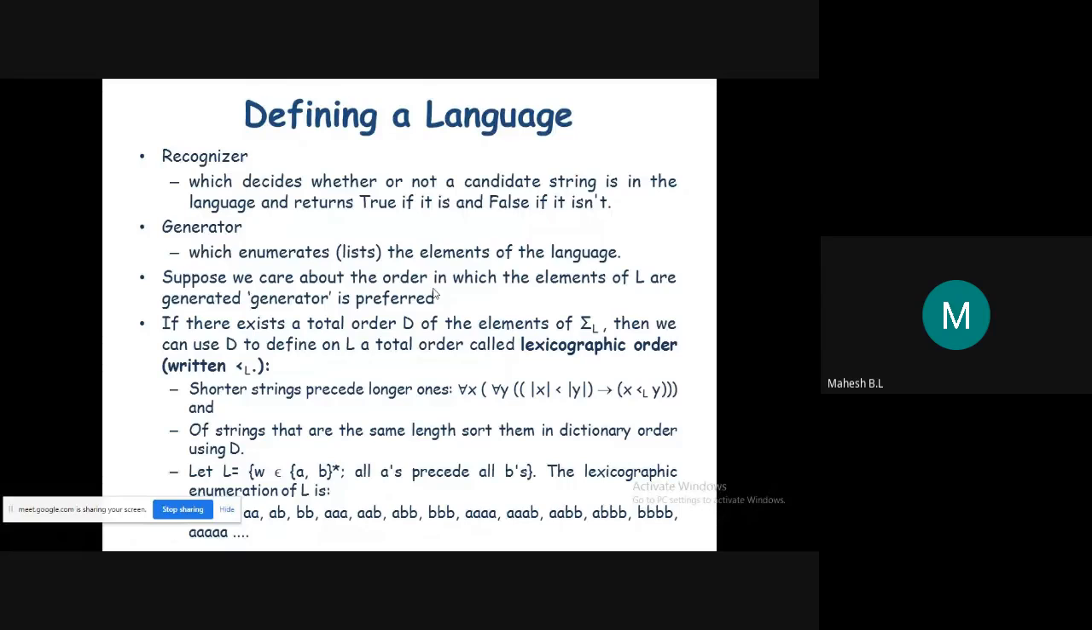Okay. So the rest of the points are not so important. So you just need to know what is language. Okay. So for language, there should be a recognizer which checks whether a given string belongs to the language or not, and also there should be a generator which lists all the strings belonging to the language.